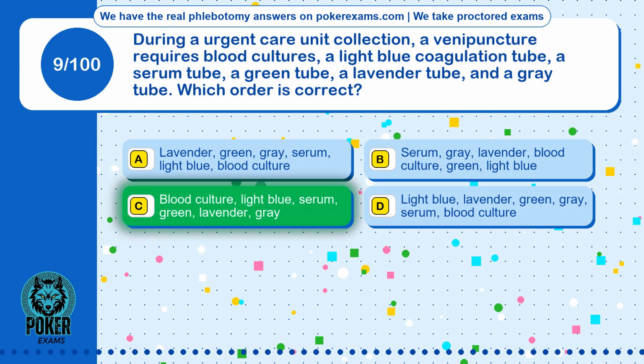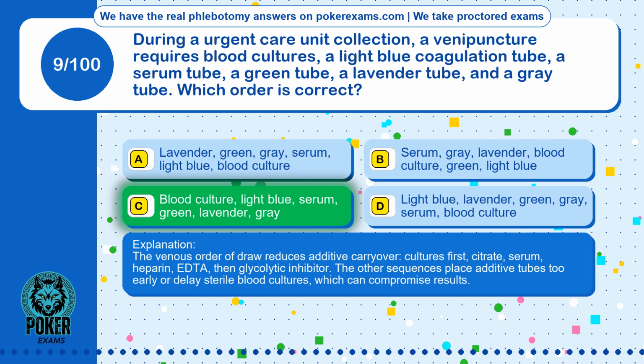The correct answer is option C. Blood culture, light blue, serum, green, lavender, gray. The venous order of draw reduces additive carryover: cultures first, citrate, serum, heparin, EDTA, then glycolytic inhibitor. The other sequences place additive tubes too early or delay sterile blood cultures, which can compromise results.